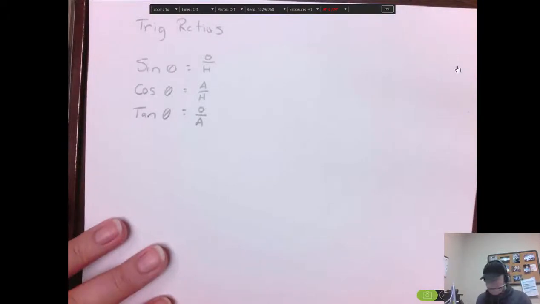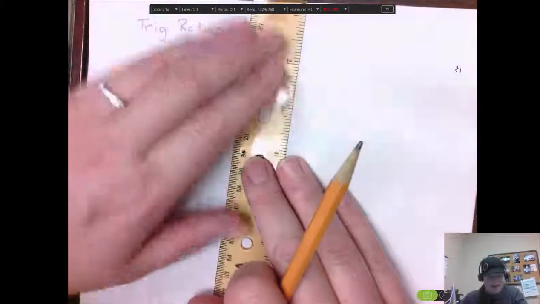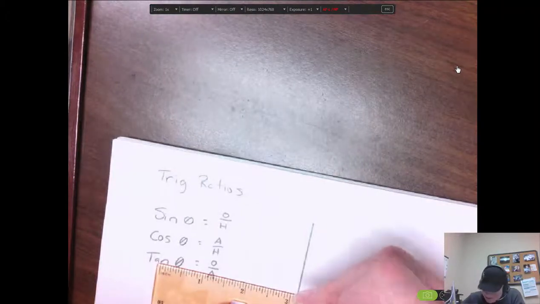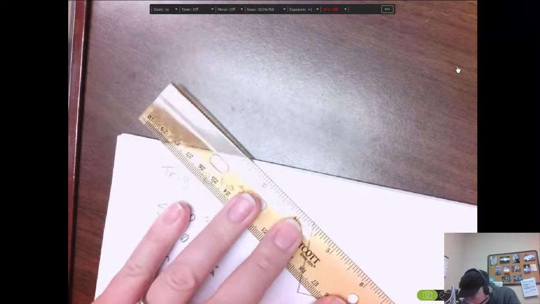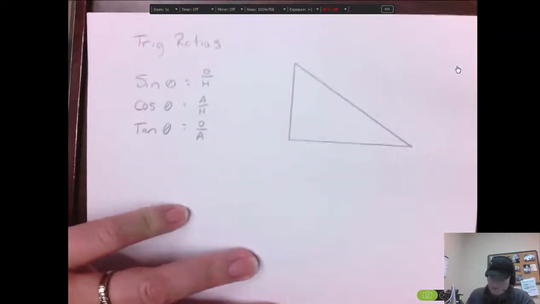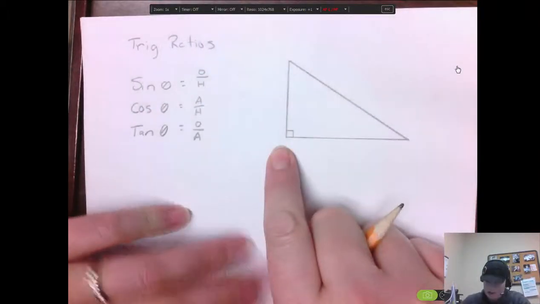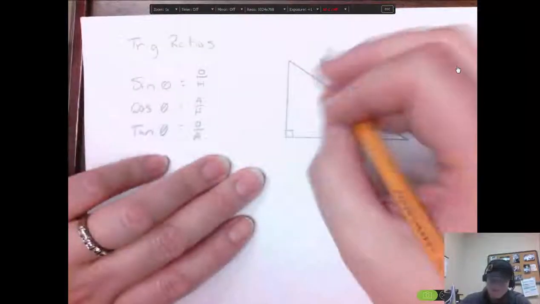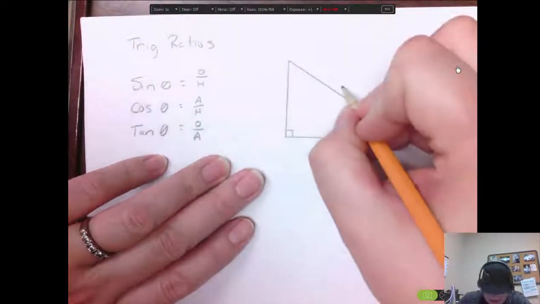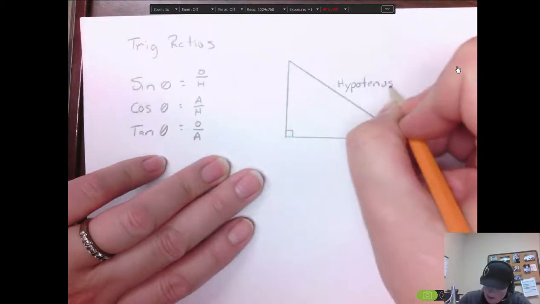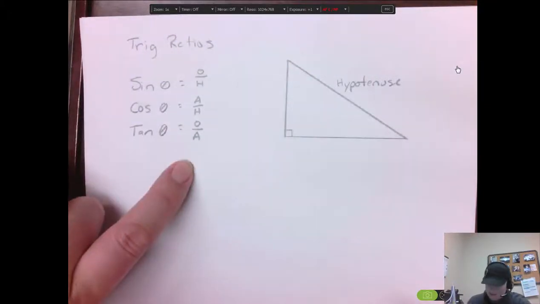Okay, so let's draw a triangle and define what is OH and A. So we have to have a right triangle. I'm going to have to move this out of your view for a sec to make my triangle pretty. Okay, so we have to have a right triangle because these are right triangle trig ratios. Across from the right angle is always the hypotenuse, and that's what we are using for our H in our definition here.